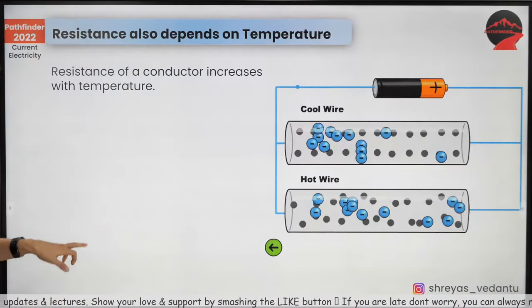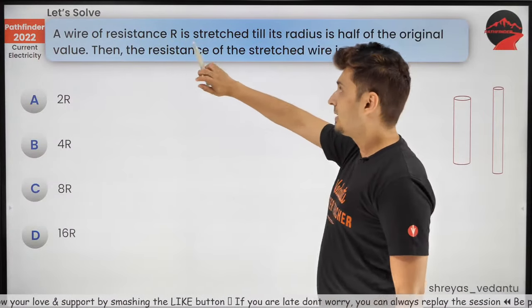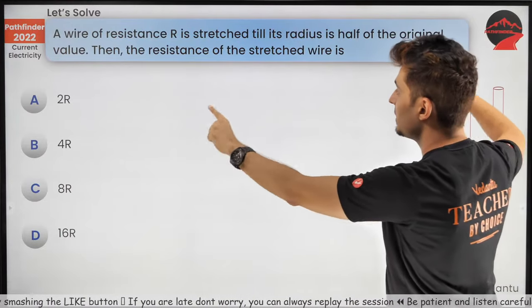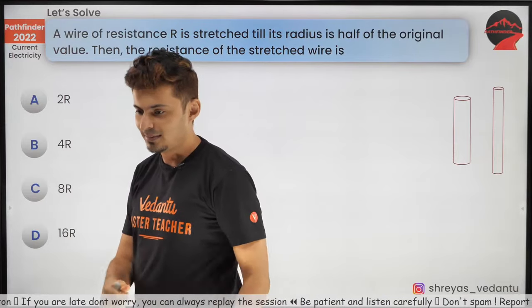Okay, so keep this in mind and let's see whether you can solve these questions coming up on your screen right away. There's a wire of resistance R stretched till the radius becomes half the original value. Then the resistance of the new stretched wire is, come on guys, think about it.